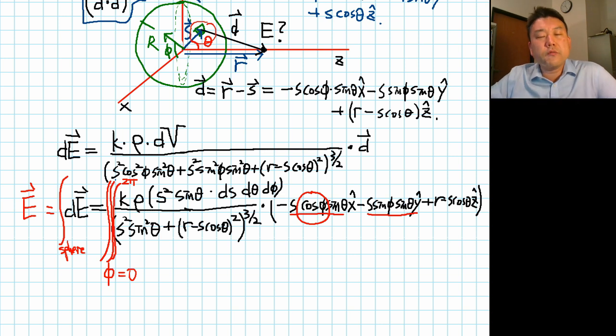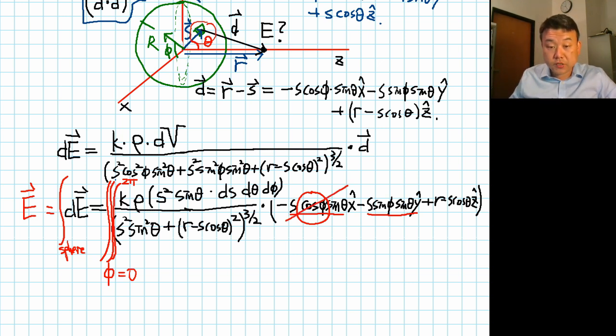What do you think you'll get when you integrate cosine of phi over a whole period, 0 to 2 pi? If you said 0, you're right. So this term is going to vanish. The x component is going to go to 0. The same thing happens with the sine of phi. When you integrate it from 0 to 2 pi, it's going to give you 0. There are no other phi terms there, so the phi integral is really that simple, and it simply evaluates to 0 for the x and y components.